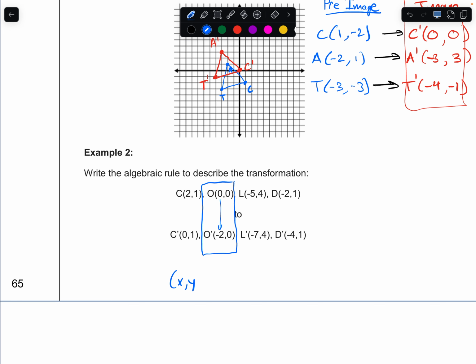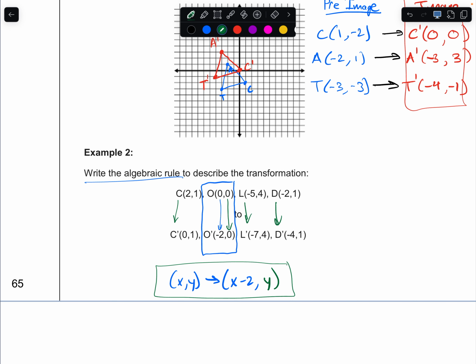So if I was to write my rule, which is what it's asking us to do, I'm going to say x is going to go to x minus 2. And then for y, what do I have to do to this 0 to keep it 0? I do nothing to it, right? It just stays a y. So it sure seems like this is my algebraic rule. I'll leave it up to you to double check that this rule holds to get C to C prime, L to L prime, and D to D prime. But it should hold, it does.